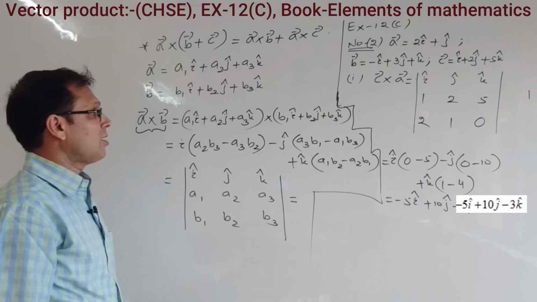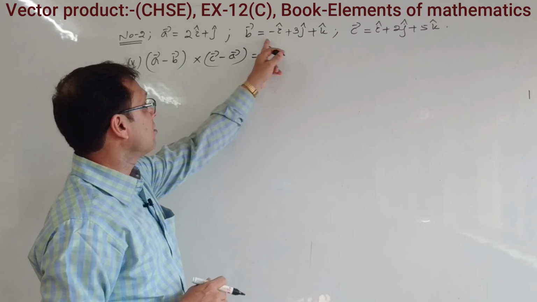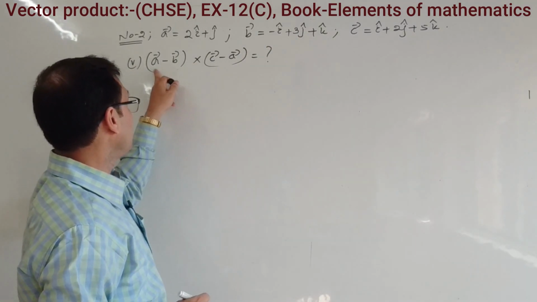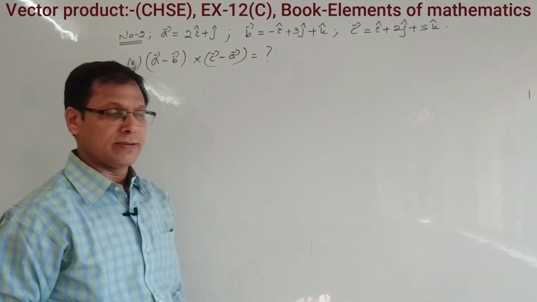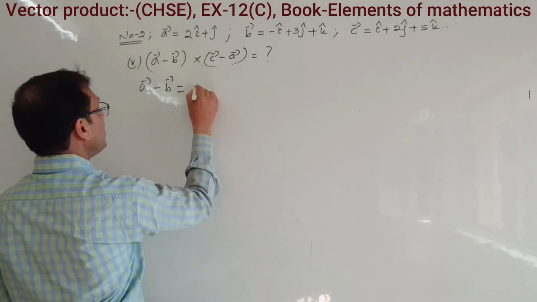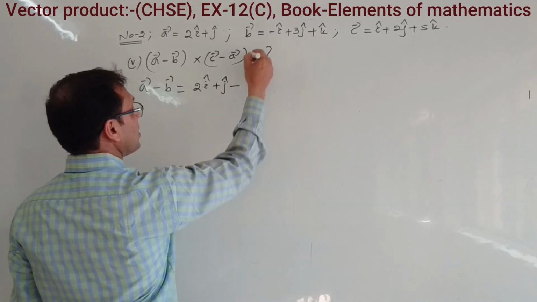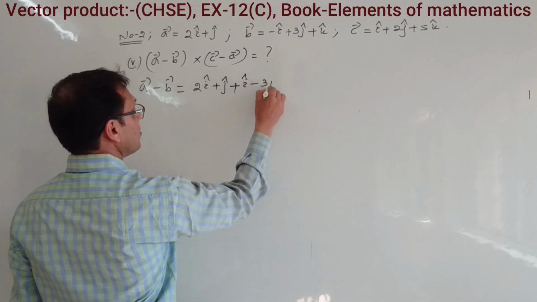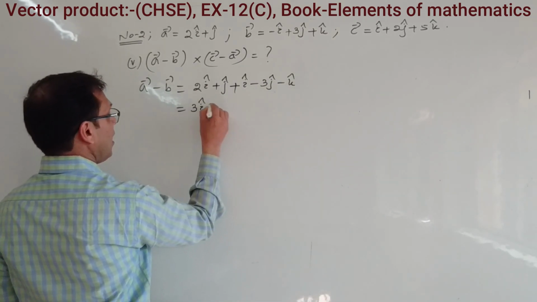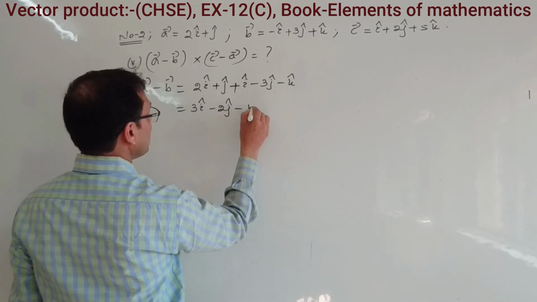Okay. So now I will take another example. Make it a note first. Suppose a vector, b vector, and c vector are given, and you have to find the cross product, or vector product, between a minus b vector and c minus a vector. So first we have to find a vector minus b vector. Simply 2i cap plus j cap, minus b vector means minus minus plus, i cap minus 3j cap minus k cap. That is nothing but 3 i cap minus 2 j cap minus k cap.